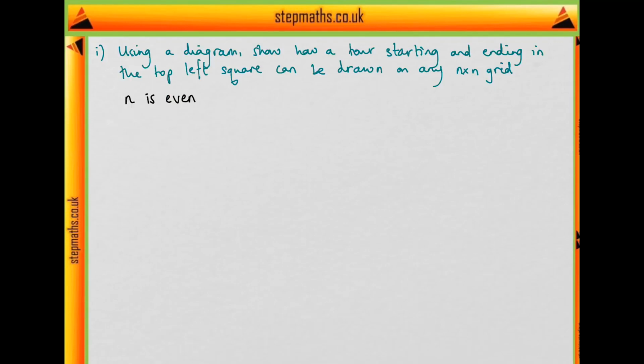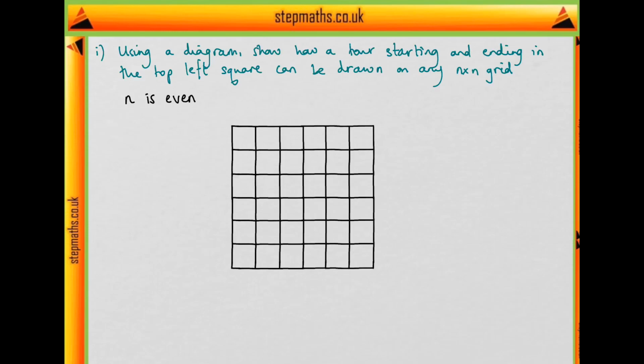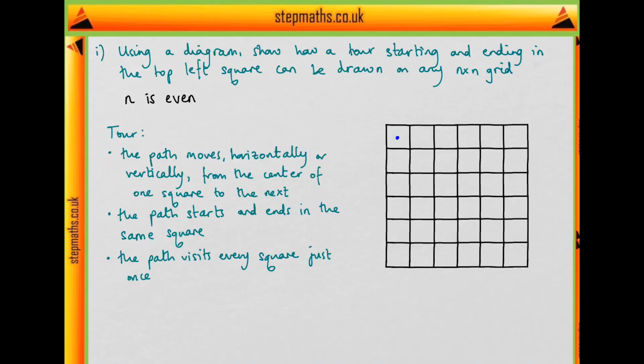So remember, n is even, so if we begin with an n by n grid for n even, then for example here I've done a 6x6 grid, and we know we want our tour to begin in the top left hand corner. And here are our rules for a tour. So we need to essentially fill in this grid going into each square only once. One way we can do that is just to do a sort of E or cone kind of shape.